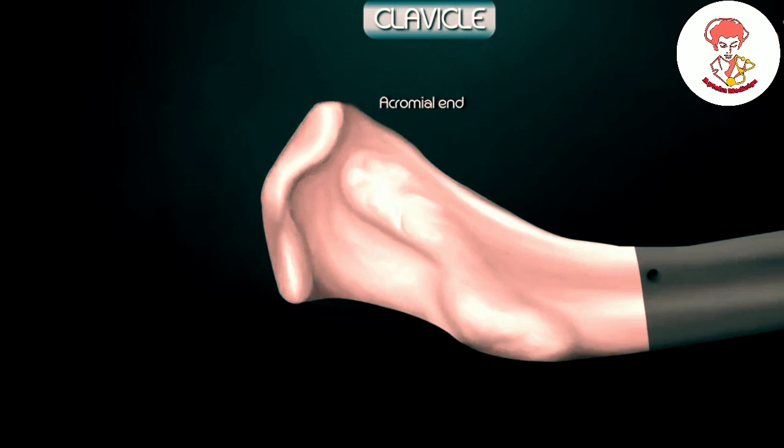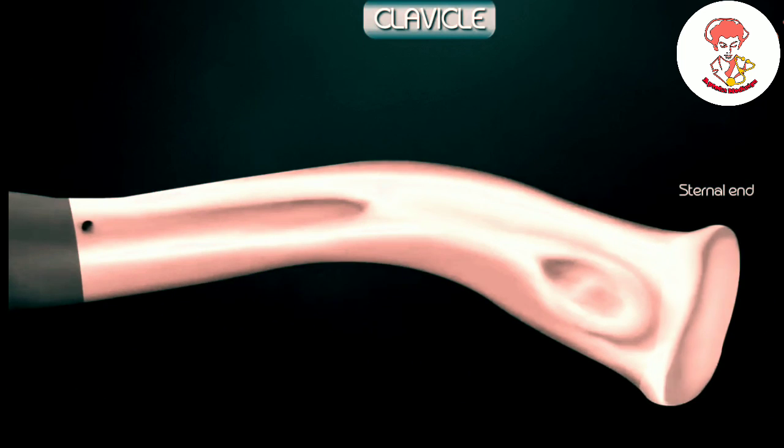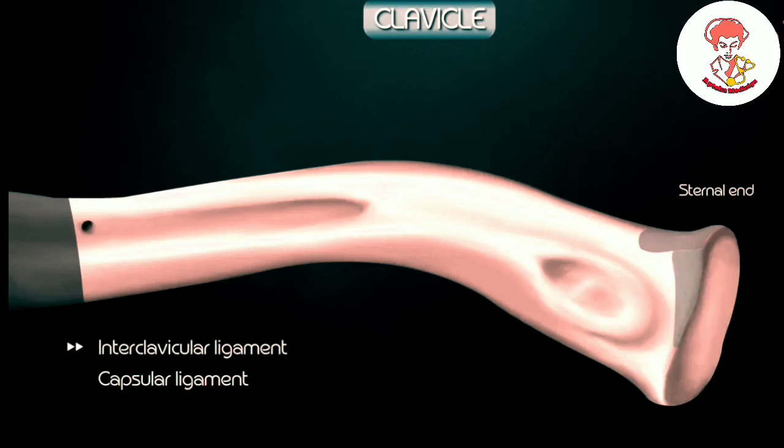process of the scapula, the margins of which give attachment to the capsular ligament of the acromioclavicular joint. The sternal end is quadrangular and it articulates with the clavicular notch of the manubrium sterni. The upper part gives attachment to the interclavicular ligament, capsular ligament of the sternoclavicular joint, and articular disc of the sternoclavicular joint.